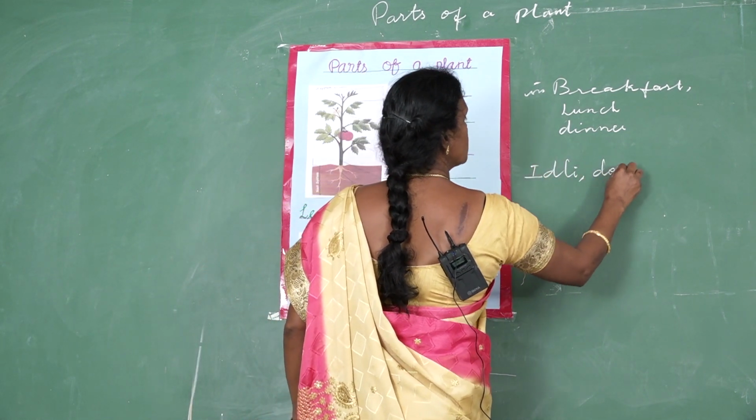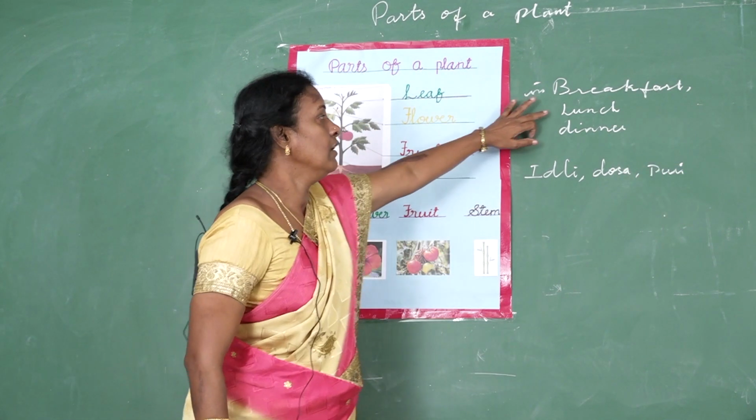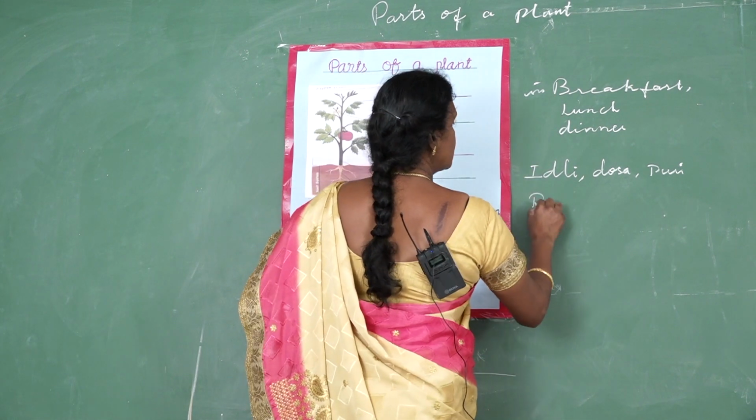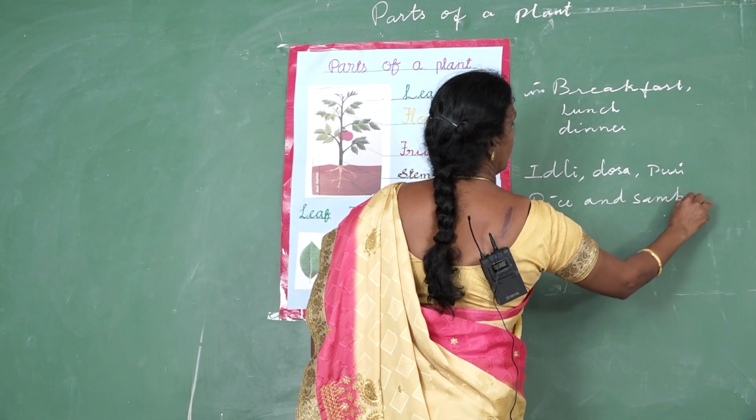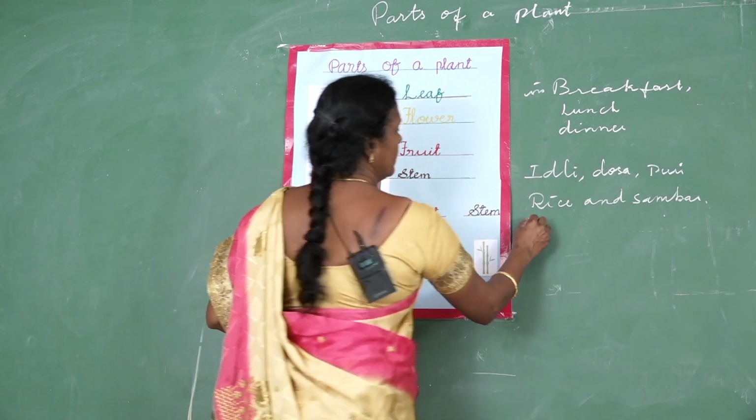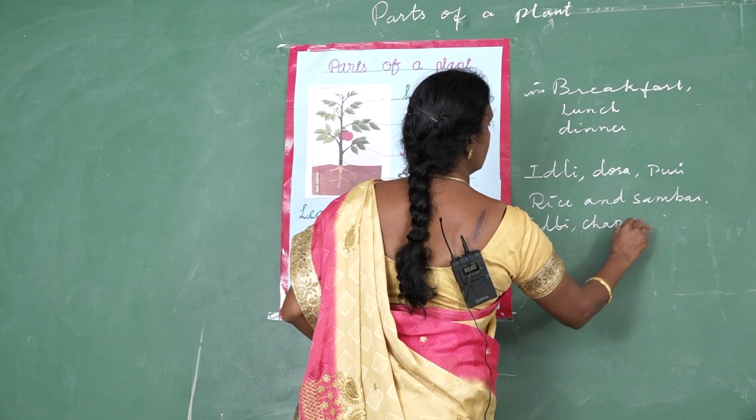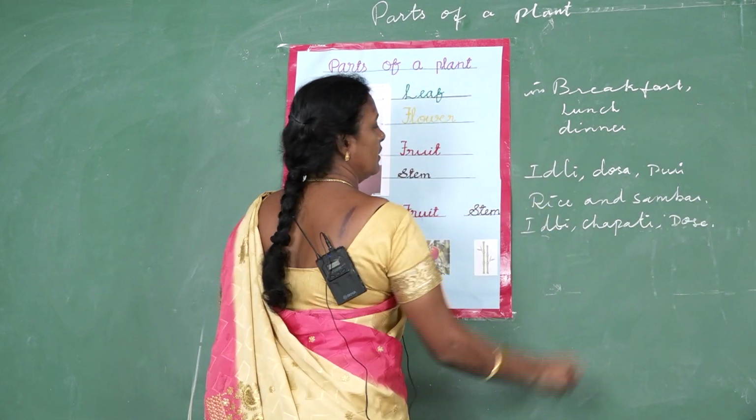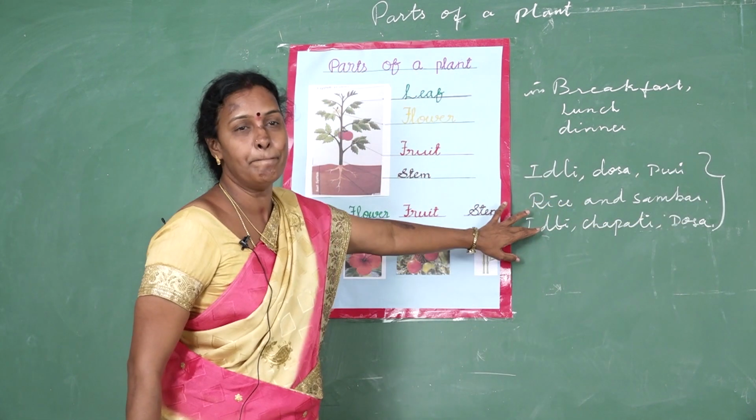Idli, dosa, puri. Foods which we eat in lunch. Rice and sambar. Foods which we eat in dinner. Idli, chapati and dosa. These are all the food items we get from plants.